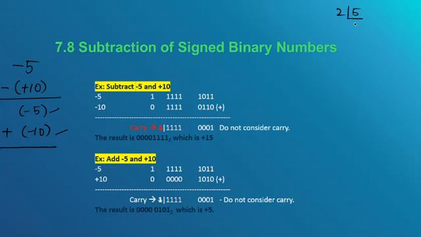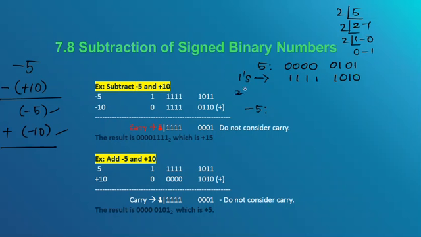5 divided by 2: 2 2s are 4, remainder 1; 2 1s are 2, remainder 0; and again 2 0s are 0, remainder 1. So 5 will be represented as 4 zeros followed by 0 1 0 1. And for having -5, I have to convert this into 1's complement. The 1's complement for 5 is 1 1 1 1 1 0 1 0. And what will be the 2's complement? I have to add 1 to this, so -5 will be 1 1 1 1 1 0 1 1. So this is the answer for -5.